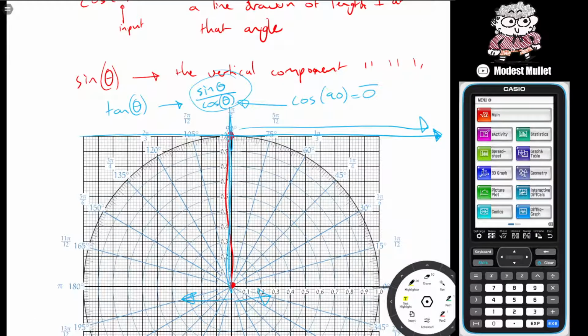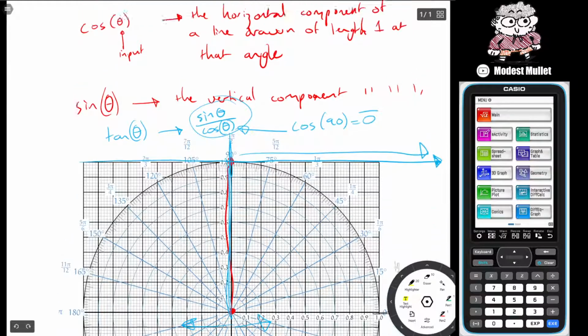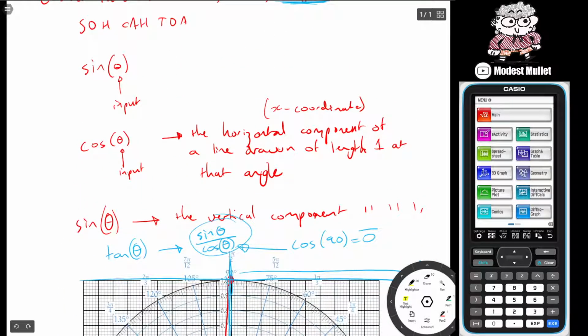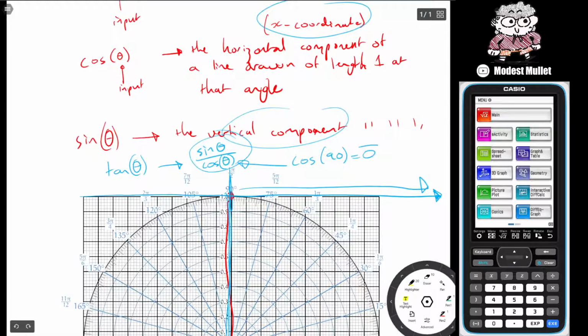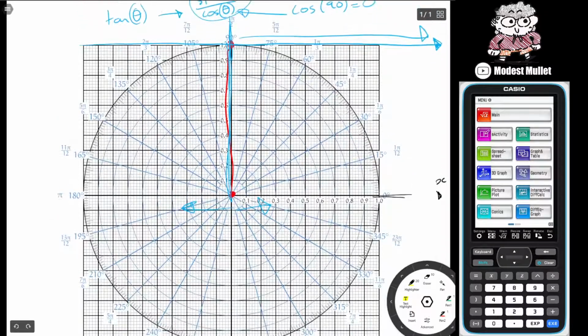So that's it for the video. I just want everyone to be really clear that cos and sine are defined as the horizontal part of the line and the vertical part of the line. If you think of that in terms of the x coordinate and y coordinate of where the end of that line is, then that's completely fine. But I'll always be using the language of horizontal and vertical components. And we're going to be dealing with this picture of the unit circle lots.